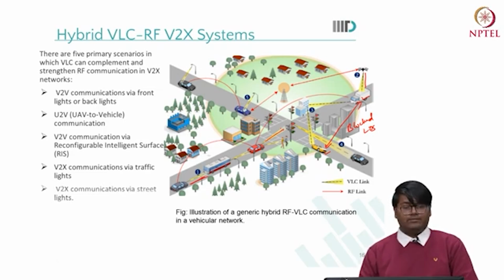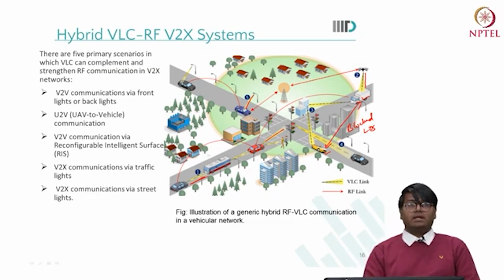Next, we also have what is known as V2X communication via street lights. These street lights also have some information. That information can be given to these vehicles through this vehicular VLC. And in turn, this street light can be connected to my centralized base station through a backhaul RF link. So these are the various scenarios where a hybrid VLC or RF can be utilized in case of our vehicular communication.